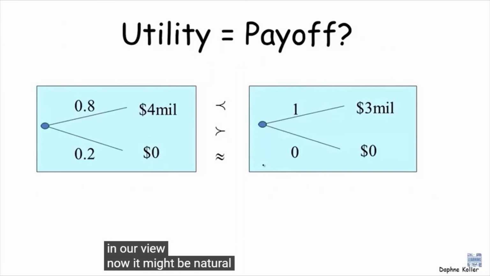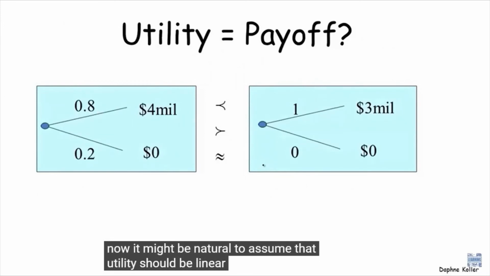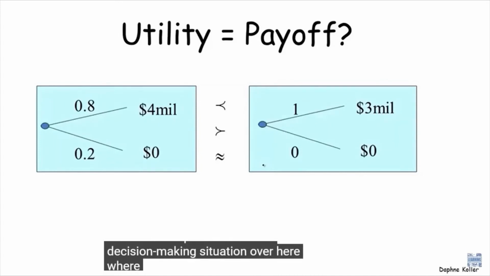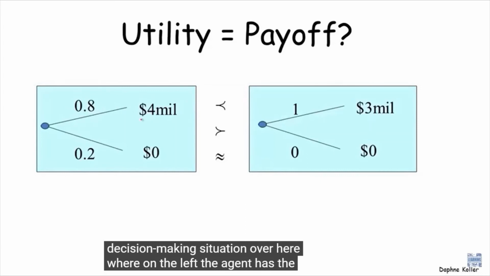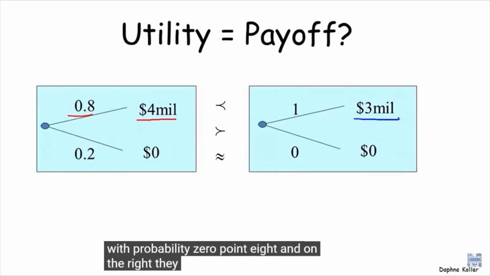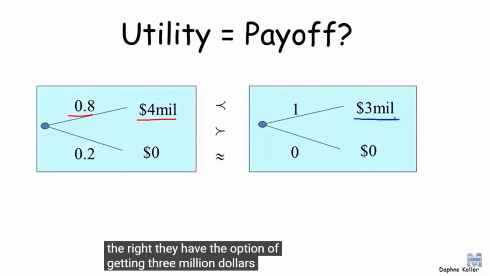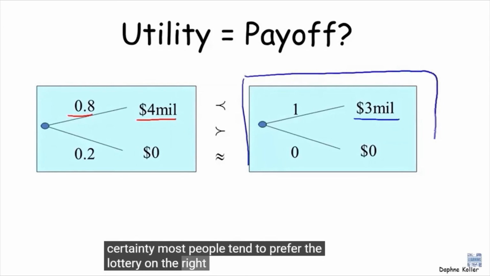Now, it might be natural to assume that utility should be linear in the amount of payoff that we get, so that $5 is preferred about half as much as $10. It turns out that that's actually not the case for most people, and one example of that is this decision-making situation over here, where on the left the agent has the option of getting $4 million with probability 0.8, and on the right they have the option of getting $3 million with certainty. Most people tend to prefer the lottery on the right.